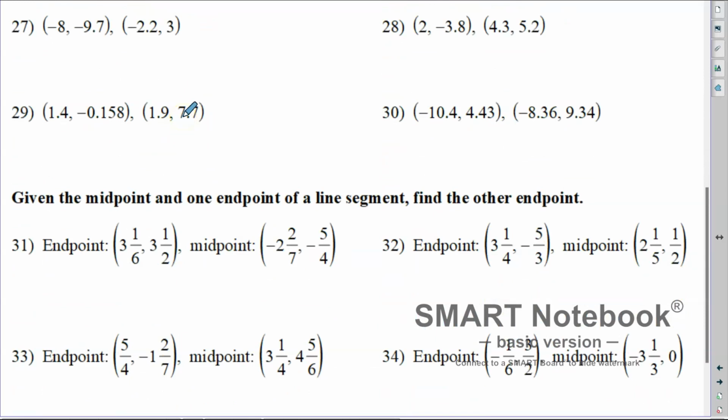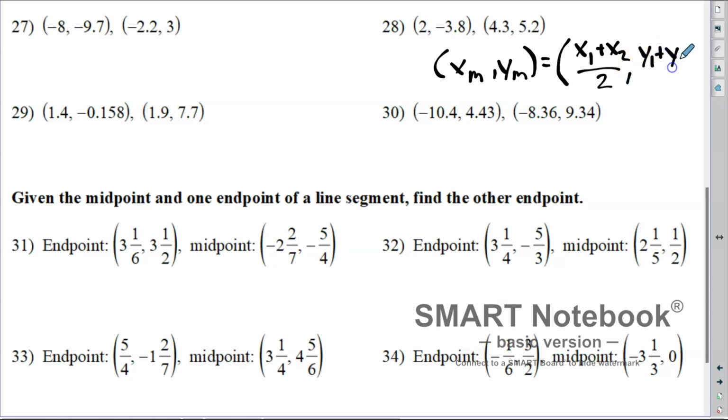So, real important is the midpoint formula. As you looked it up, it might look a little different, but it's basically xm, ym, or the x and y for the midpoint, equals x1 plus x2. You take both x coordinates from the 2 points, you add them, and you divide by 2, which means you're taking the average, and you do the same thing with the y coordinates.